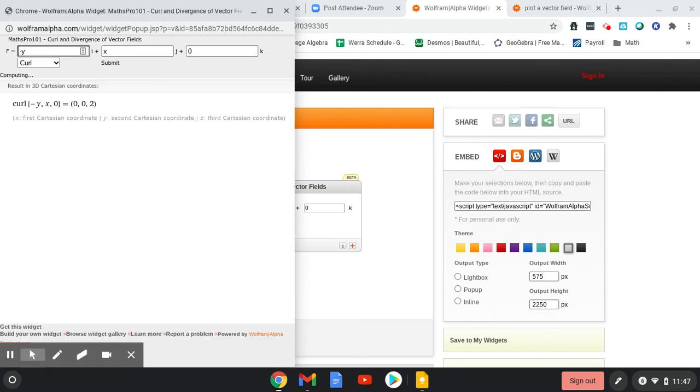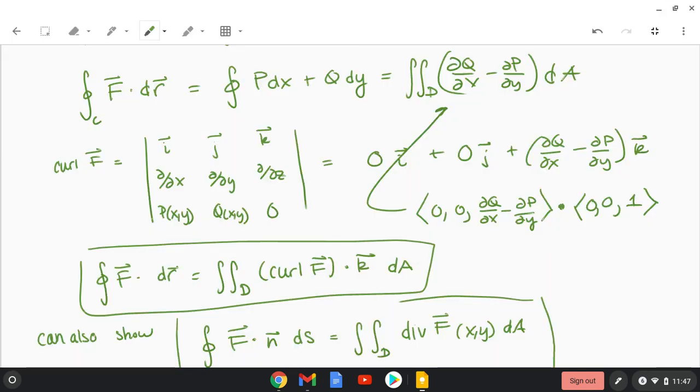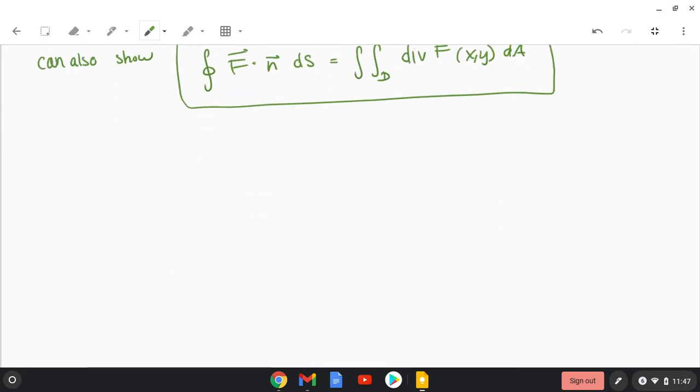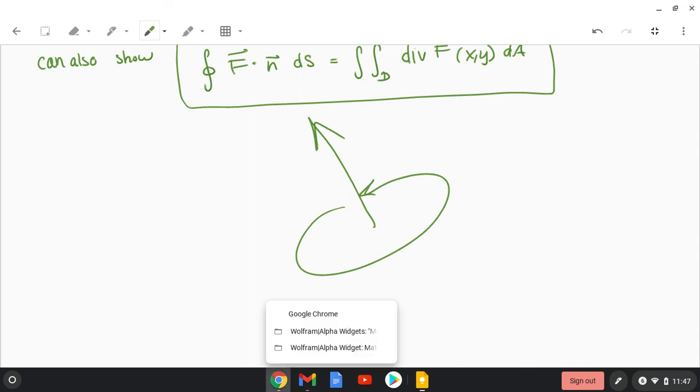Notice my curl vector, it's 0, 0, 2. 2 is in the z direction. So when we're talking about curl, any sort of rotation, the curl will be pointing perpendicular to the field of rotation. So when all the rotation is showing up in the xy plane, the curl is in the z direction.